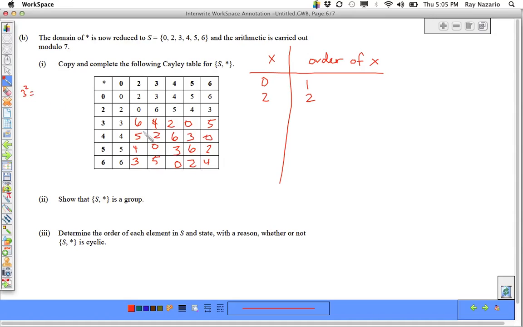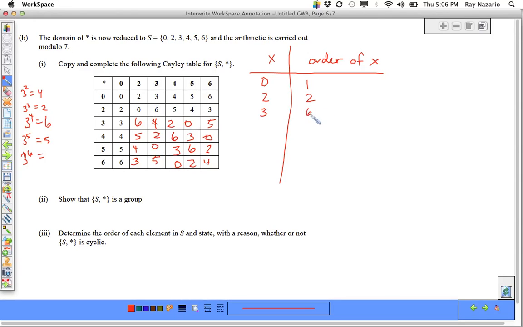3 squared is 4. 3 cubed is 4 star 3, which is 2. 3 to the 4th is 2 star 3, which is 6. 3 to the 5th is going to be 6 star 3, which is 5. So it has to be 6. Since it's closed, we have to reach the identity now. 3 star 6 is, it's 5 star 3, which is 0. So this is order 6.